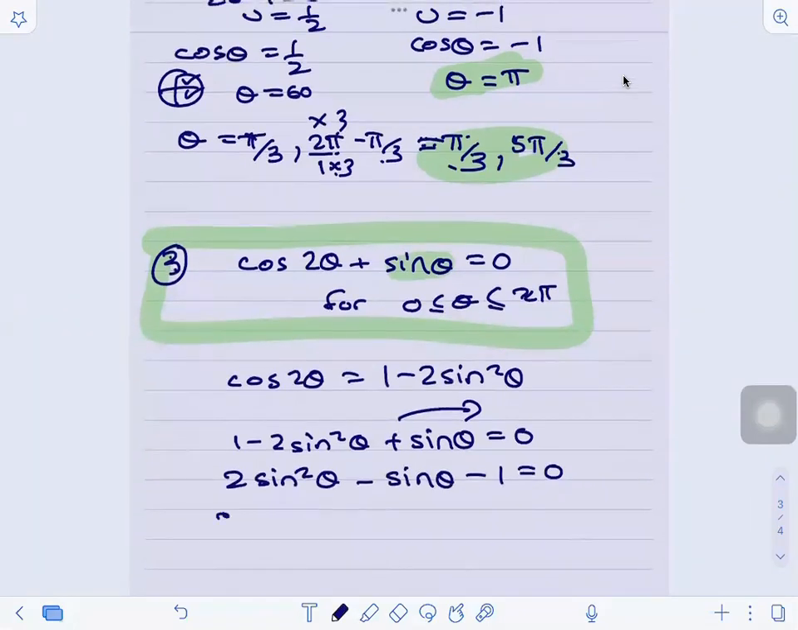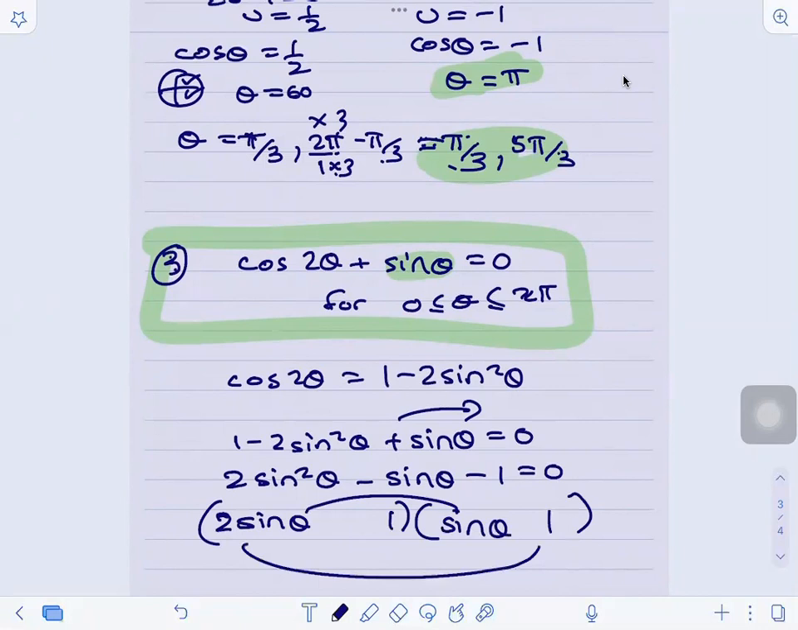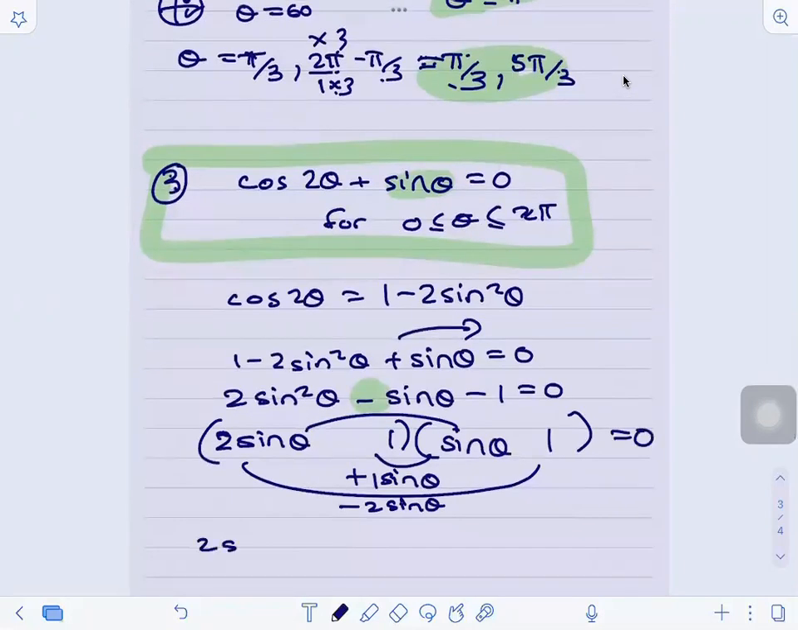Factorizing that, you could go 2 sine theta, because that times that gives you this, and 1 and 1. So this here would give you 2 sine theta. This is the middle, and 1 times that will give you 1 sine theta. You want to get minus sine theta in the middle, so you want that to be minus and that to be plus. So 2 sine theta plus 1 equals 0, and sine theta minus 1 equals 0.